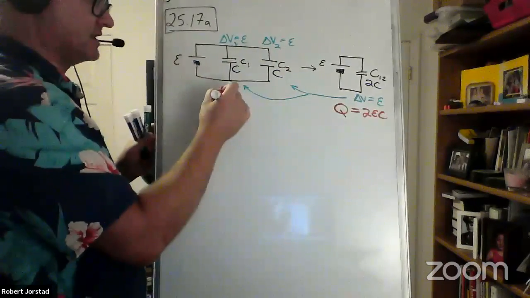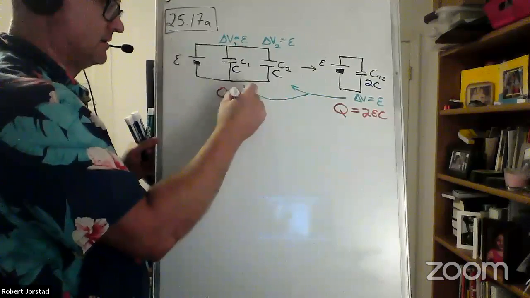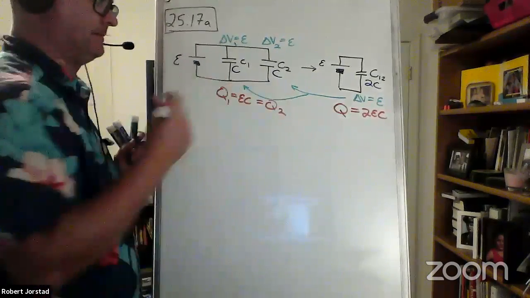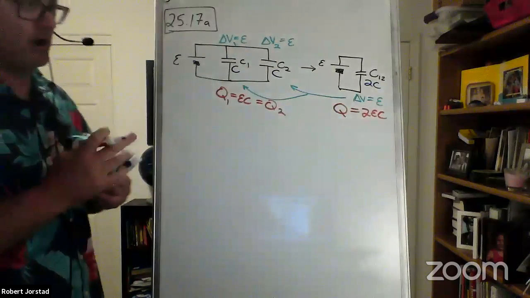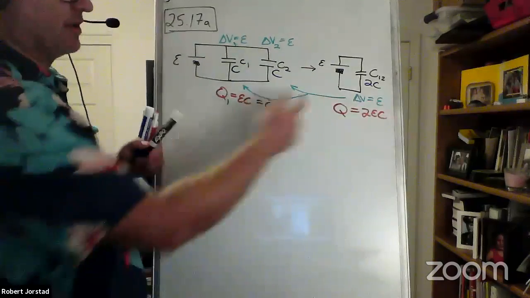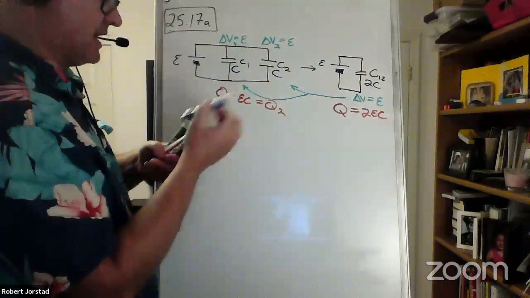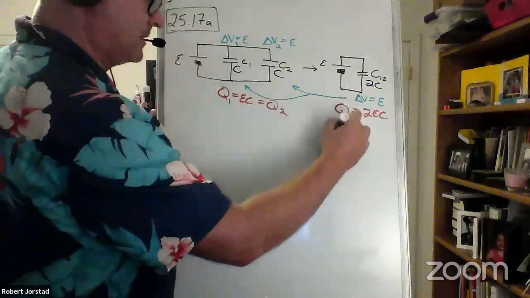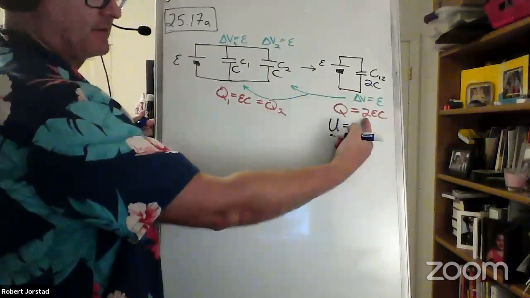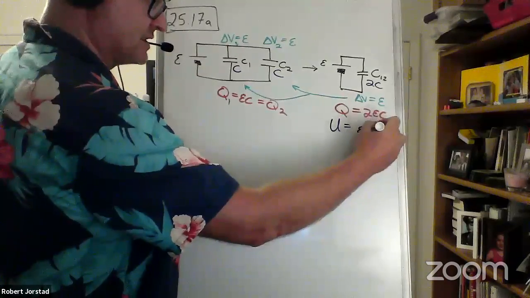So this charge is easy. And that charge is easy. All right, if I wanted the energy, well, in this case, I could get the energy here, 1/2 QV. The 1/2 cancels the 2. That's just E squared C.